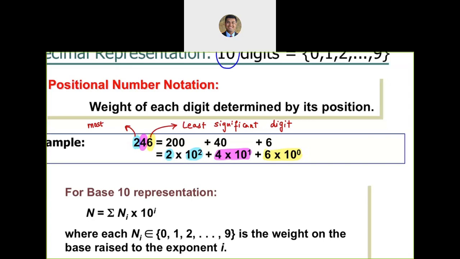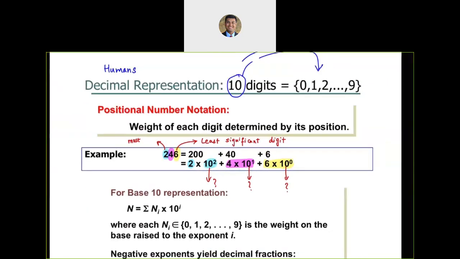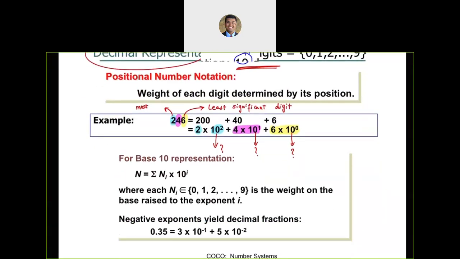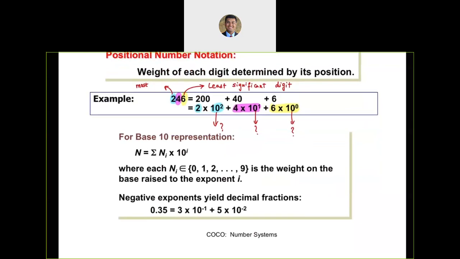Now the question is, why 10? Why not any other number? Well, because we are in the decimal number system, which has 10 digits. So that's why 10 keeps appearing in this notation. And once we have multiplied that with each of their weights, you add them up. That's how you represent the number 246.